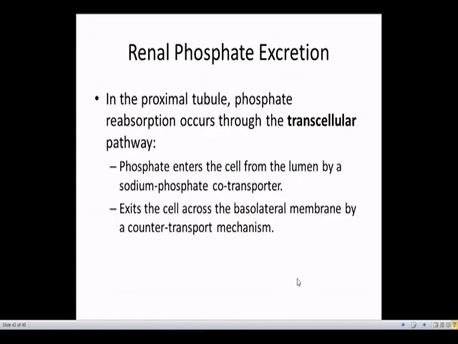In the proximal tubule, phosphate reabsorption occurs through the transcellular pathway in the following manner: phosphate enters the cell from the renal tubule lumen by a sodium phosphate cotransporter, and it exits the cell across the basolateral membrane by a counter transport mechanism.